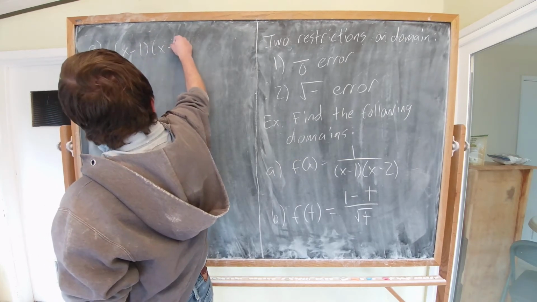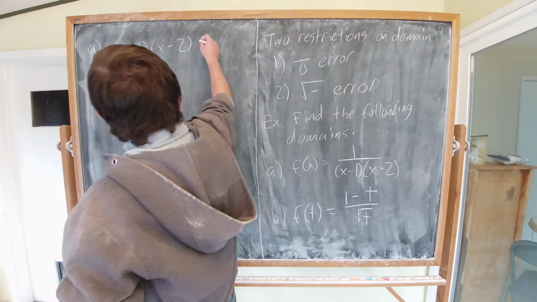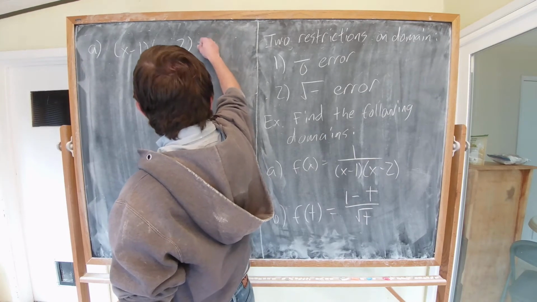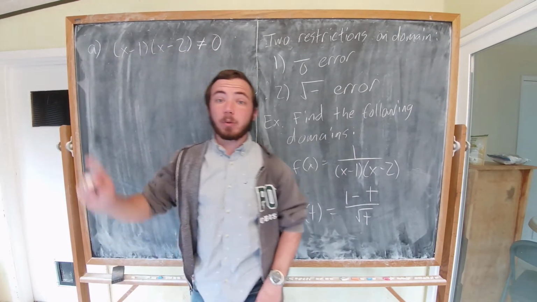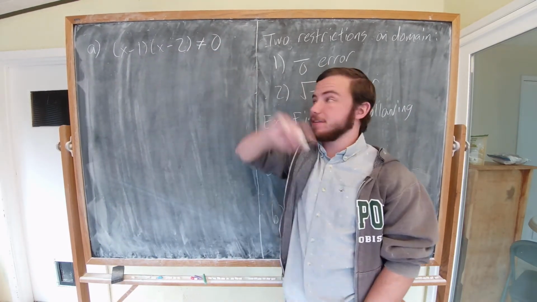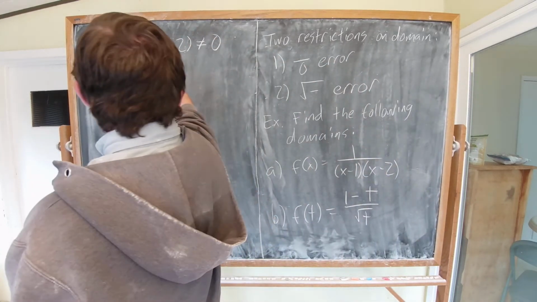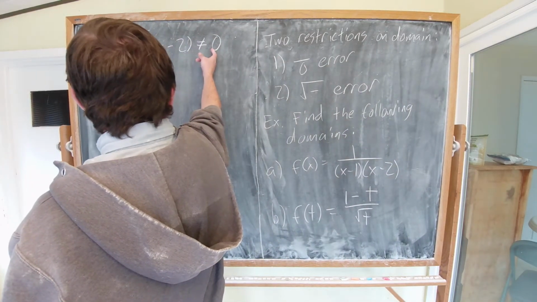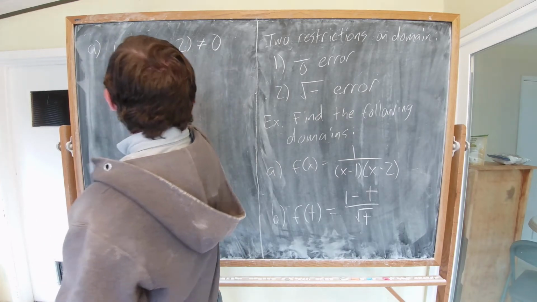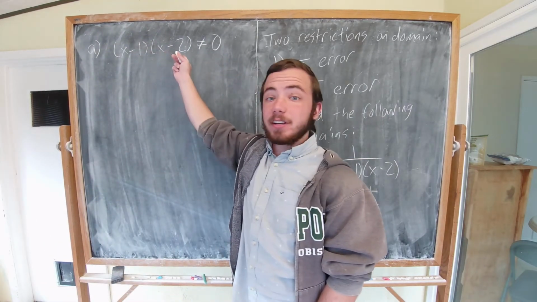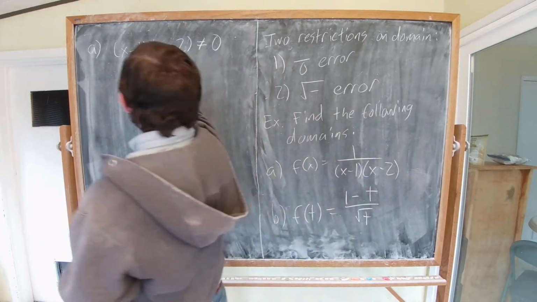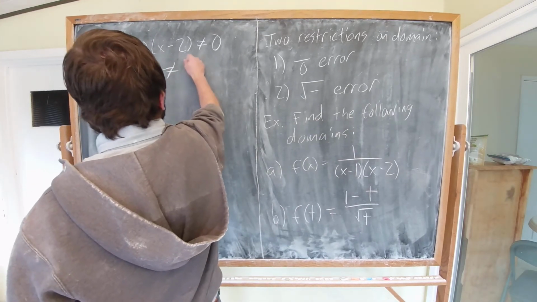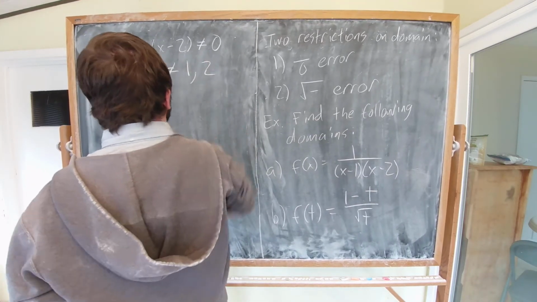What we do is we solve for when x minus 1 times x minus 2 is not equal to 0. And this will give us the set of all valid things. Okay, well if x minus 1 times x minus 2 is not equal to 0, this whole thing is going to be 0 if and only if either factor is 0. So this means that x is not equal to positive 1 or positive 2.